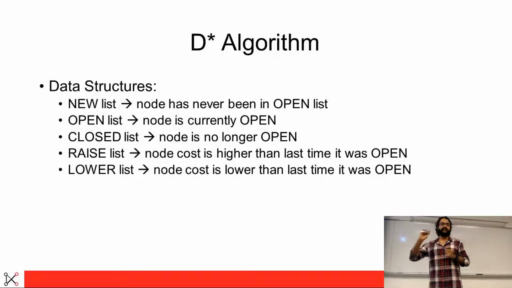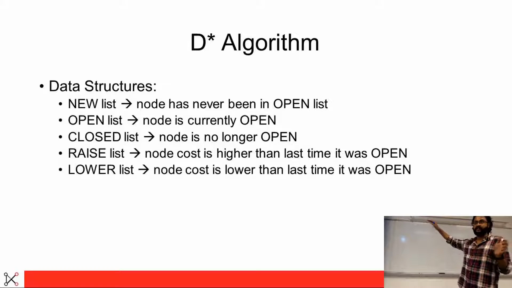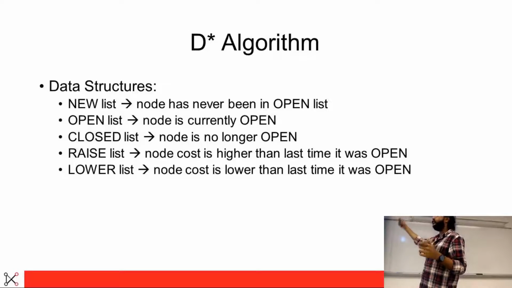Take a look. So coming to the details of D star. As we mentioned during A star, we have very similar data structures, lists that we maintain, but there are some new ones. You have a new list in this case, which is those nodes that have never been looked at, which have never been in the open list. The open list is basically a list of nodes that are currently open. You have a closed list, for when the node is no longer open. You can consider new, open, and closed not exactly as lists, but as flags assigned to each node.